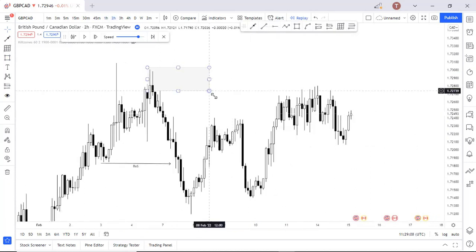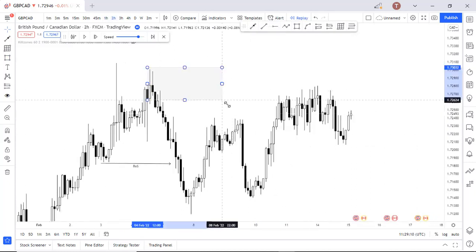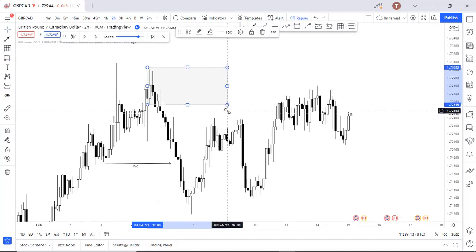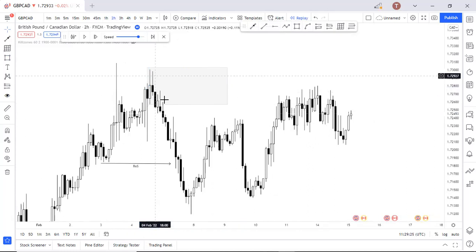Also, there are times whereby the market mitigates the supply zones more than one time. You can have two times for price coming back to mitigate a supply zone. Okay, so now from the 2 hours time frame, you can see this as our supply zone.